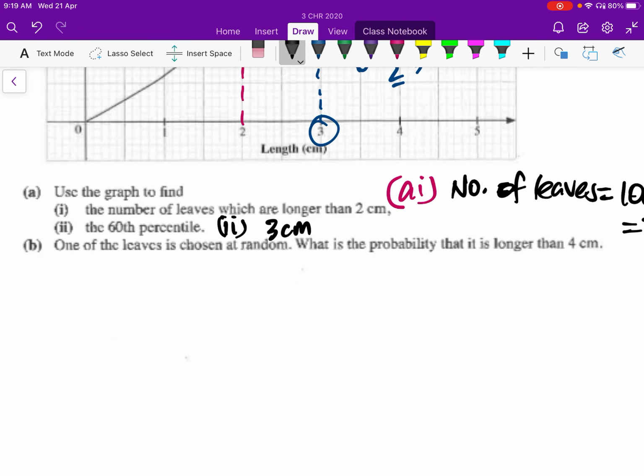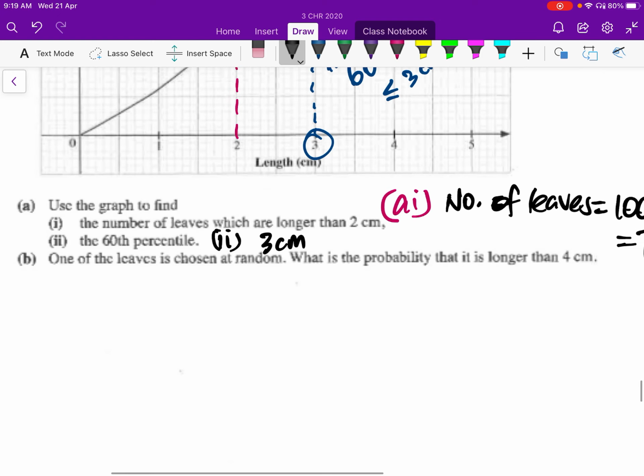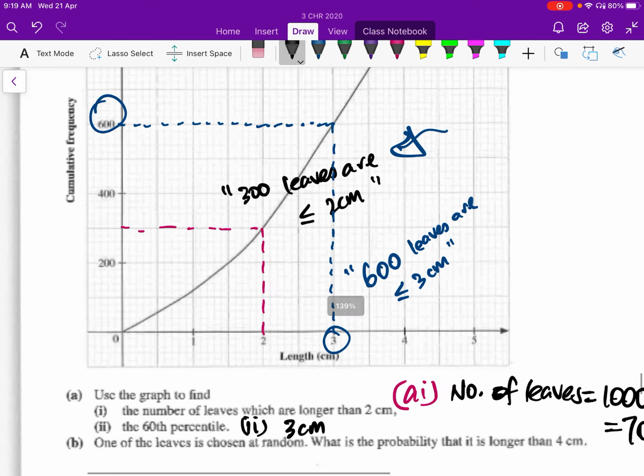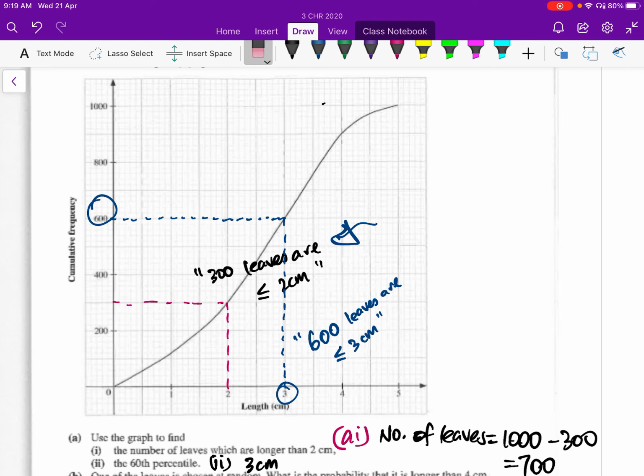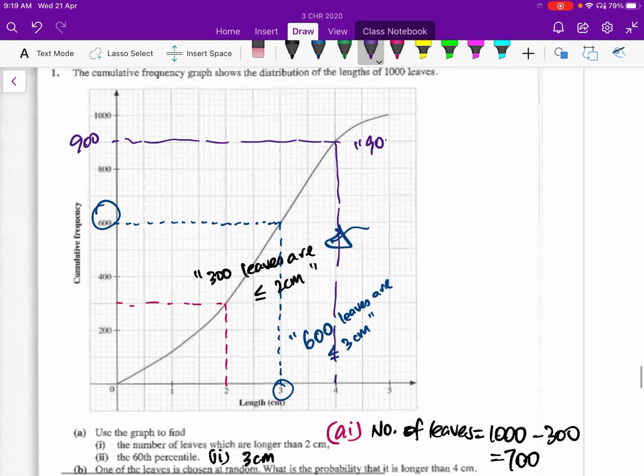Okay, one of the leaves is chosen at random. What is the probability that it's more than 4 cm? So probability more than 4 cm, definitely I need to find where 4 cm is on my graph. 900, let me check. 4 cm. And we see 900, okay. So I need to form a sentence first. 900 leaves are less than or equal to 4 cm.